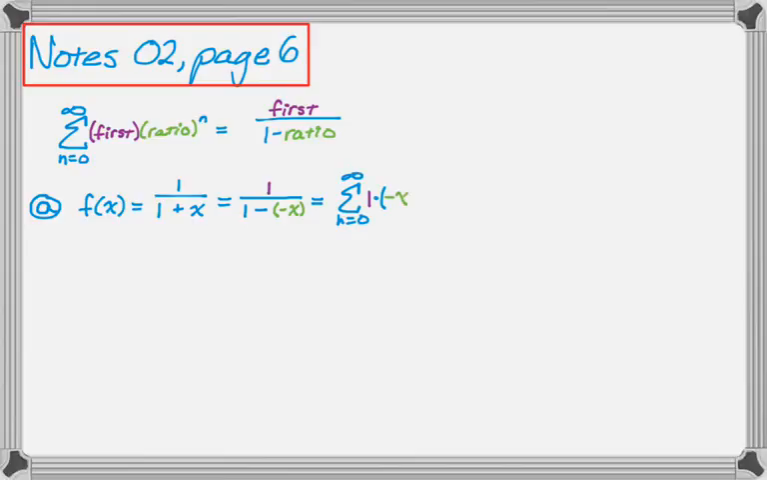Once I've written something like that, I can rewrite it as a summation. So from 0 to infinity, first term, ratio to the n. And from there, what I like to do is leave nothing in parentheses. It doesn't need to be in parentheses. So I rewrite it as negative 1 to the n, x to the n.